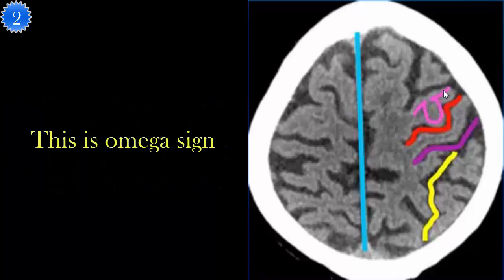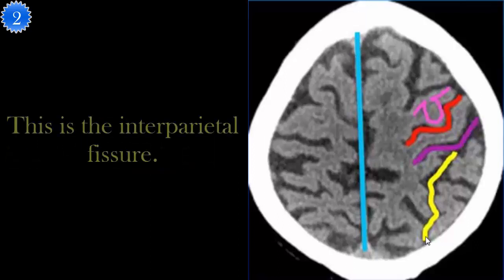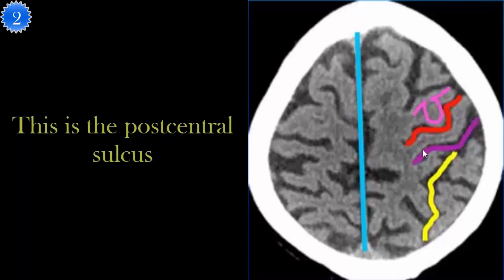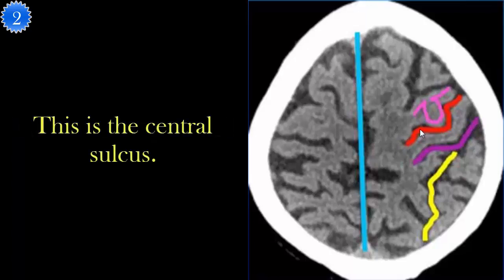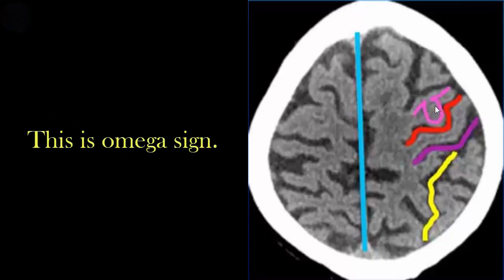This is the omega sign. This is the interhemispheric fissure. This is the intraparietal fissure. This is the post central sulcus. This is the central sulcus. And this is the omega sign.